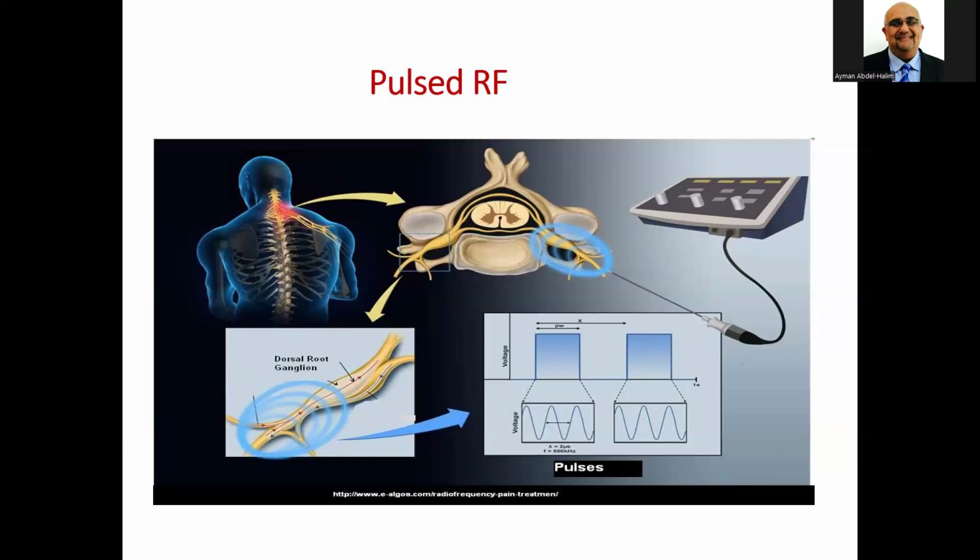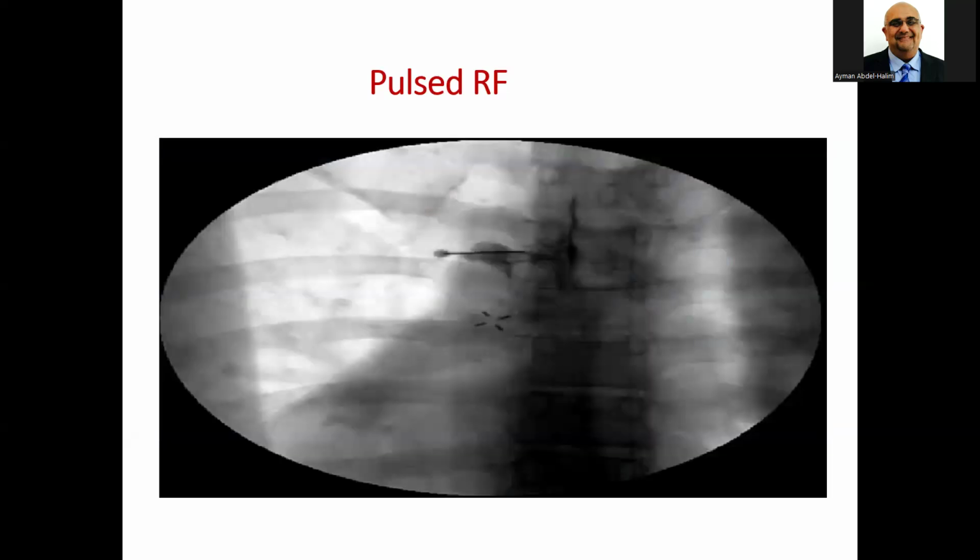You can also apply it to the dorsal root ganglion. So you have two choices: either the intercostal nerve, which will look exactly like an intercostal block, or the dorsal root ganglion, which is almost like a transforaminal epidural. Here is the dorsal root ganglion, as you can see.